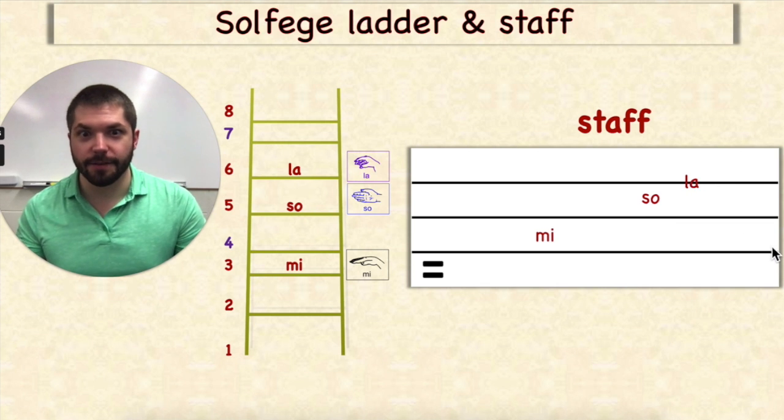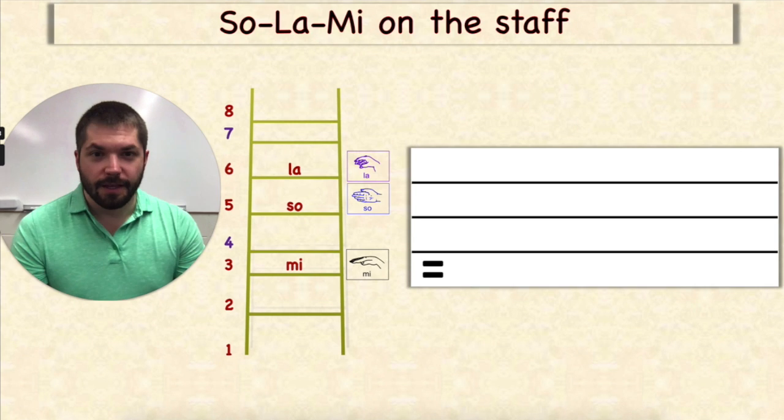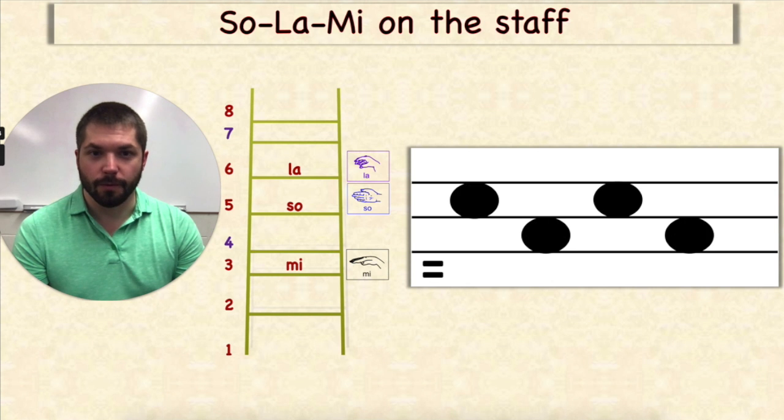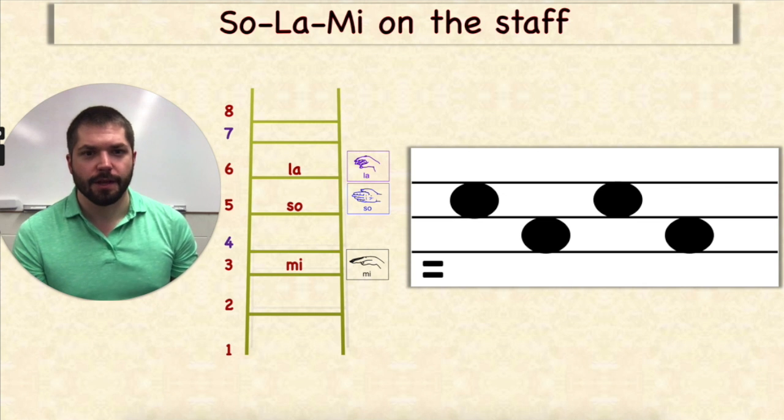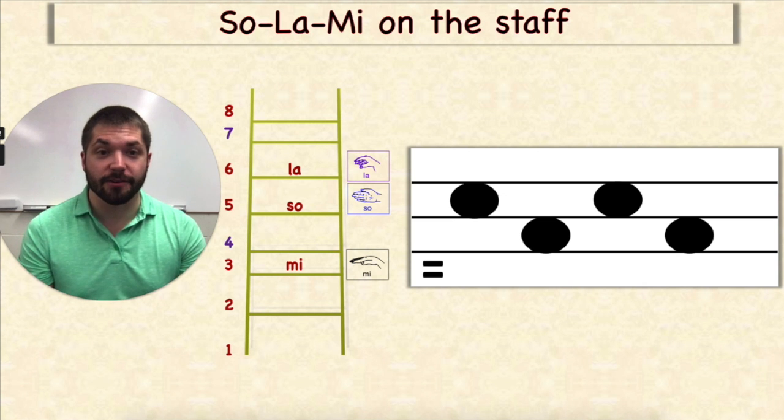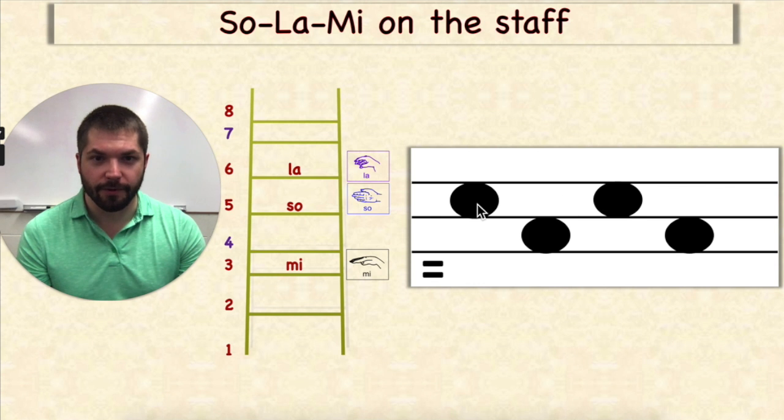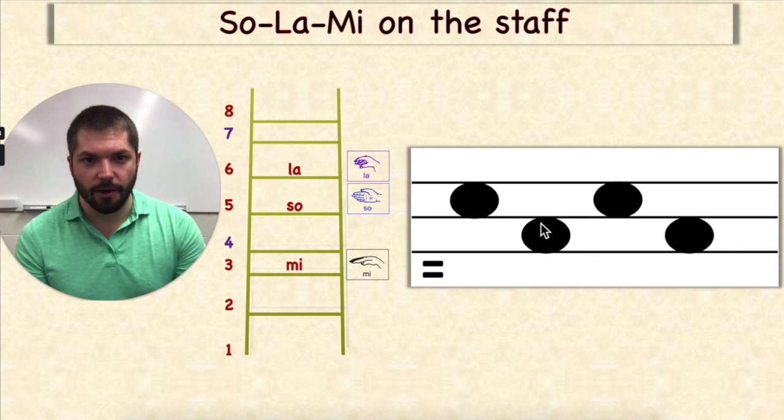Okay, why is all of this important, where mi and so and la are on the staff? Well, because instead I'm just going to put a pattern of notes up here. Ooh, so we just have circles showing some notes instead of words. So what is this pattern saying? Do you think you can help me figure it out? Let's take a look. It looks like we have a note on a higher space, not on a line, and then a lower space, and then a higher space, and a lower space.